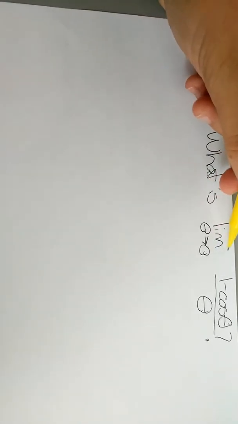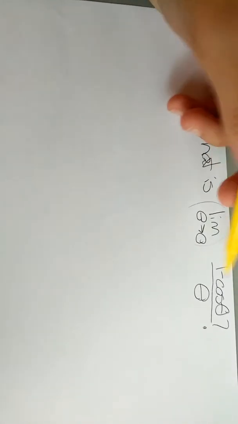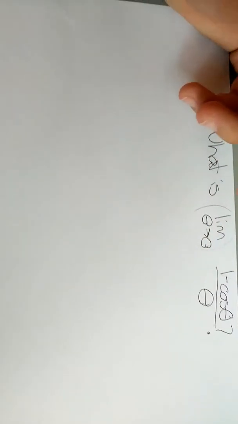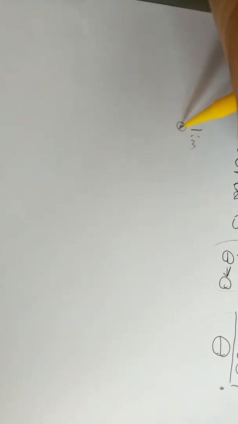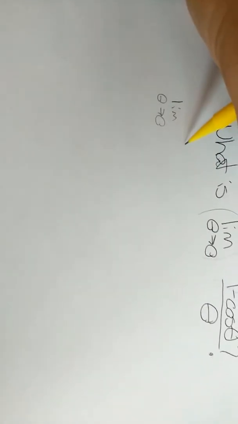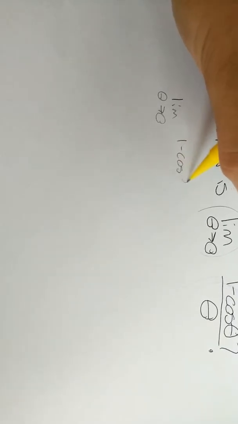Okay, so forget this limit part over here, basically put it in brackets. I just want to evaluate this, and then I'll come back to the limit. I'm still going to, of course, write the limit down. 1 minus cosine theta over theta.